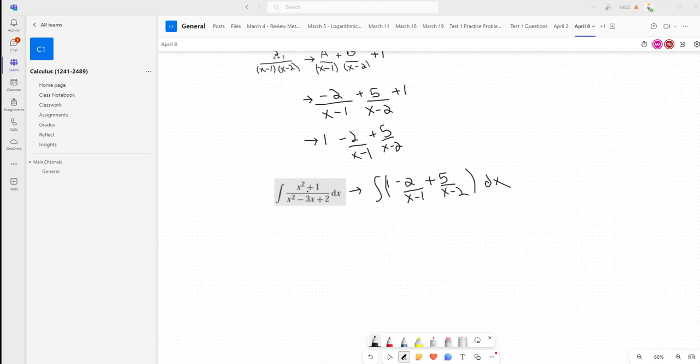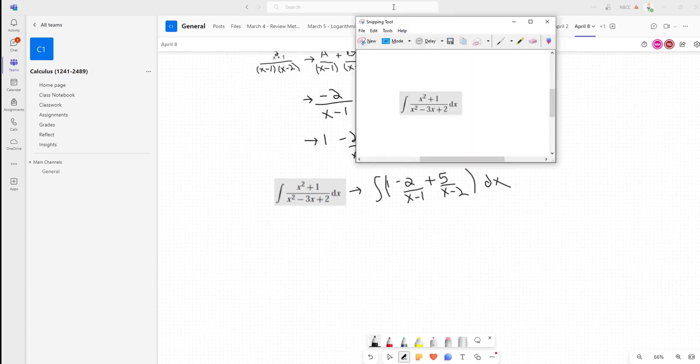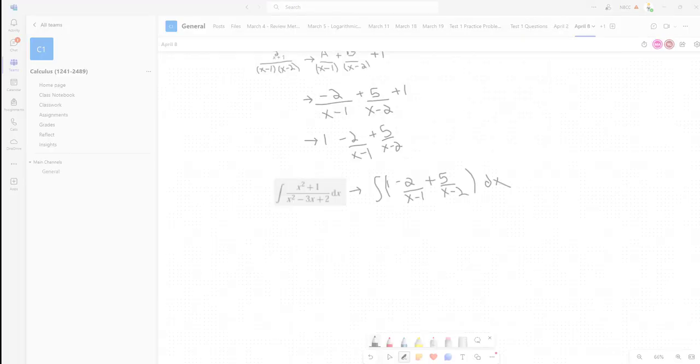Okay, so we've broken this up into fractions. So this was the original question, right? x squared plus 1 over x squared minus 3x plus 2. This is what we've now solved for. So we have 1 minus 2 over x minus 1 plus 5 over x minus 2 dx, right? I'm just going to copy in the textbook question because it looks way cleaner than I have it.